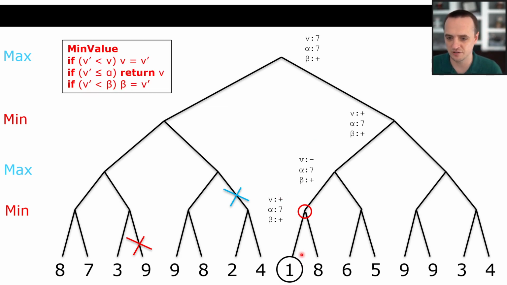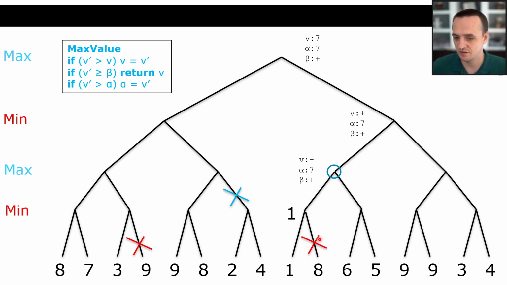So let's have a look at what happens all the way down here now. So v prime is 1. Is v prime less than v? Yes, it is, because that's currently positive infinity. Is it less than or equal to alpha? Oh, it is. So I can prune this one, because this one knows it has to be at least 7, but this one's going to be at most 1. So I can immediately return, stop computing this node and just say the value of this one is 1. I don't need to go higher than that, because this person is trying to maximize with a 7, so no matter what I do down here, it's not going to matter.